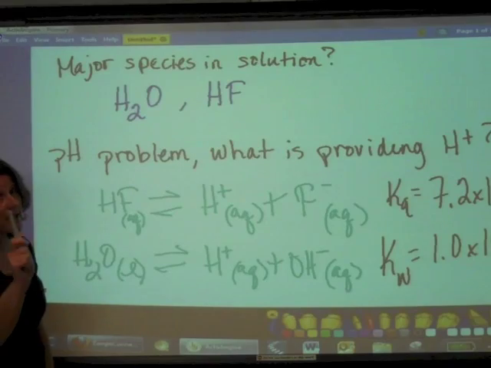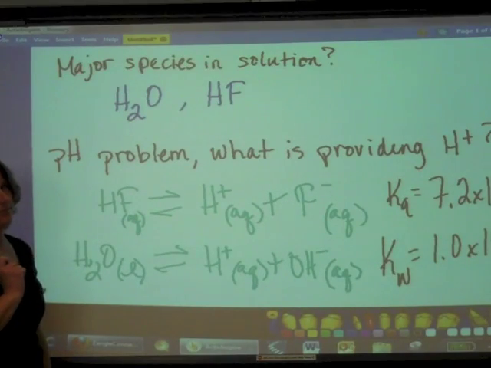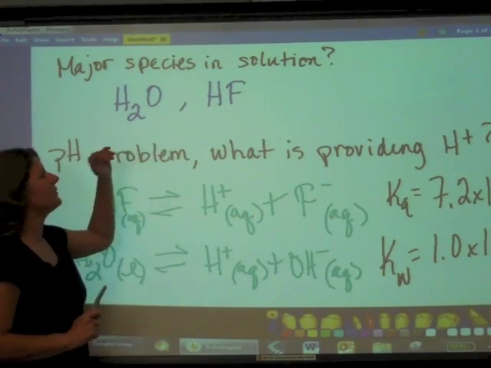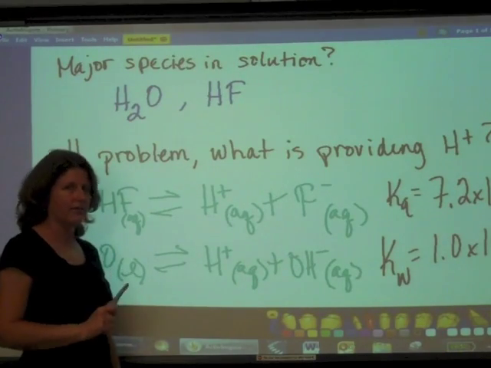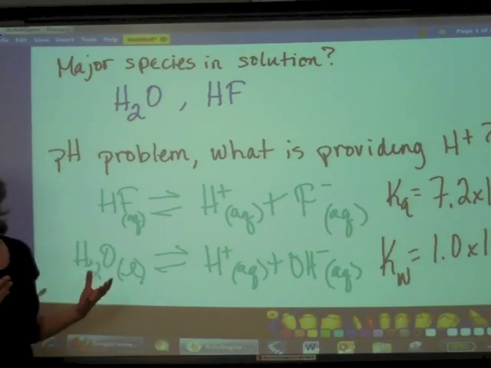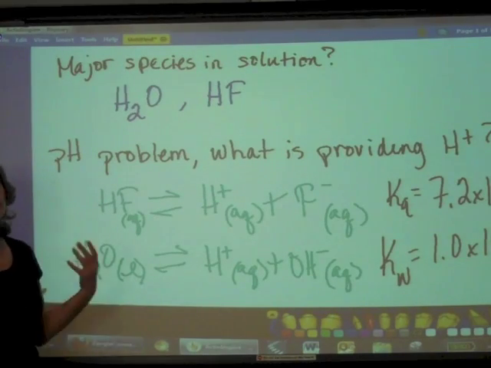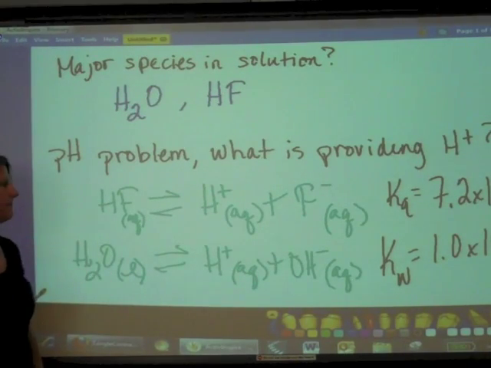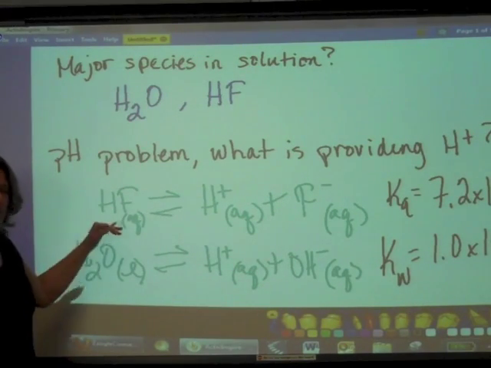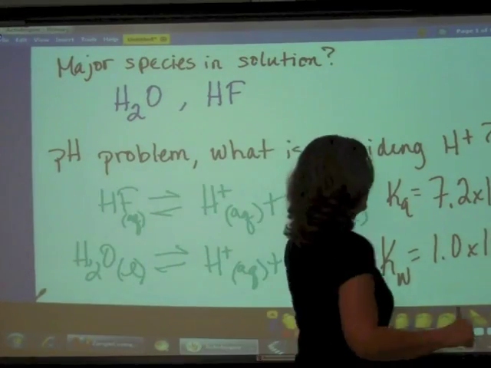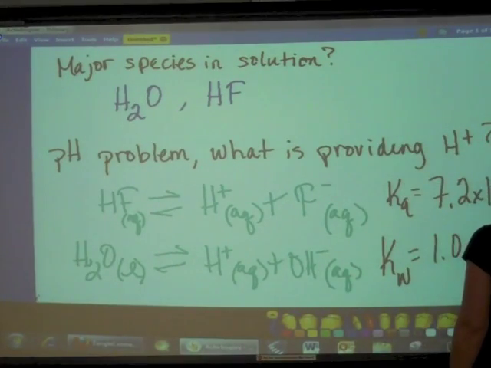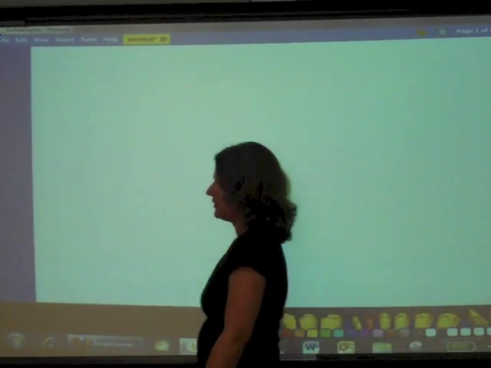The point here being, we have to know what is providing the dominant source of hydrogen ion. It's a pH problem, and so we need to go through this thought process. All right, so our dominant source of hydrogen ion is going to come from the HF. So, what are we going to do here? How are we going to solve this problem?